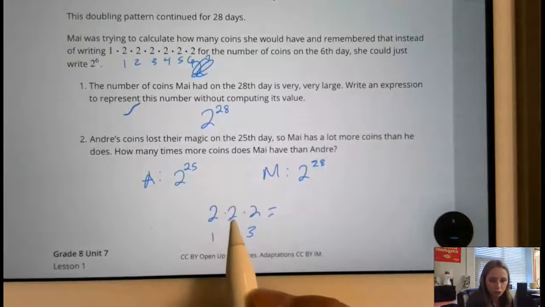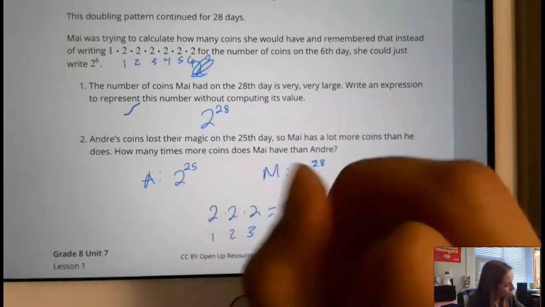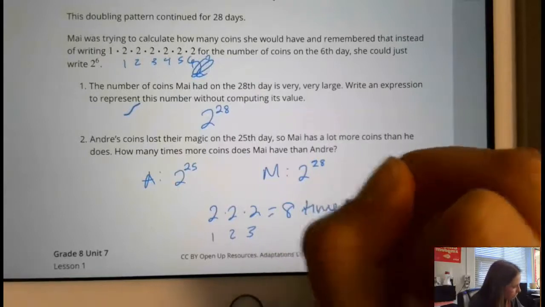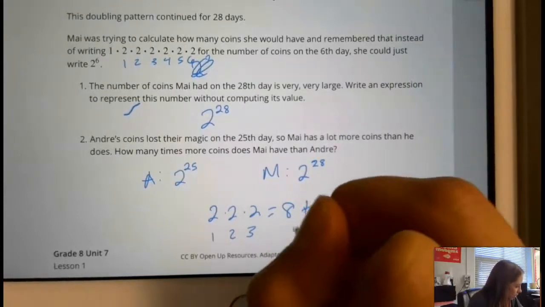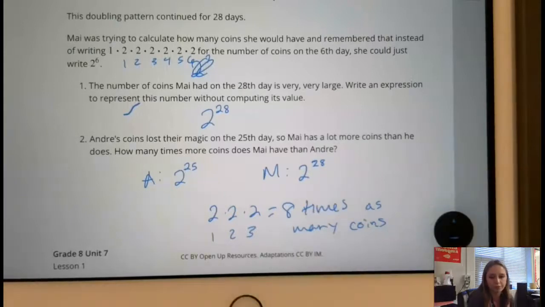So 2 times 2 is 4, and then 4 times 2 is 8. So Mai has 8 times as many coins as Andre. Alright, so the wording's a little unique there, but you have to think about it like on that 25th day, we're going to take that many coins and then double it. So it's going to be a very large number. So taking something 8 times as many is going to be a very large number.